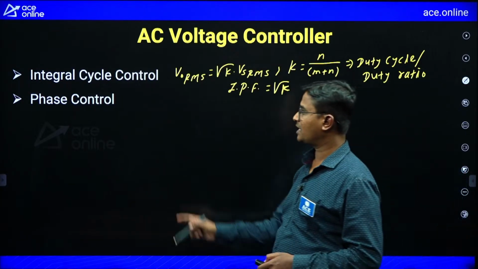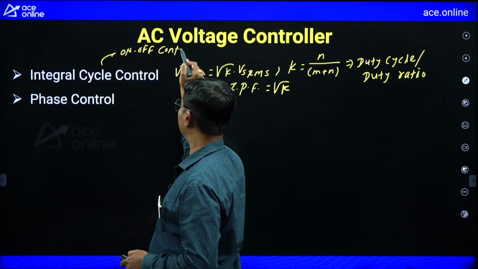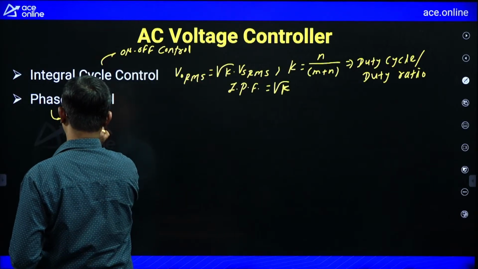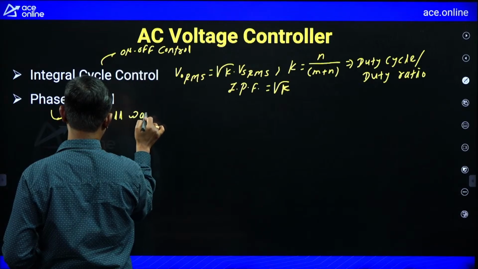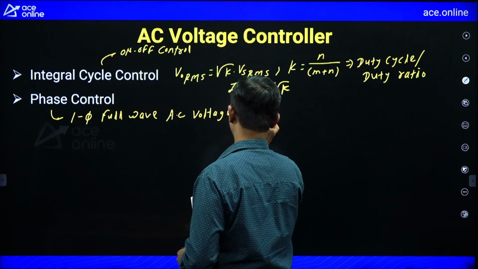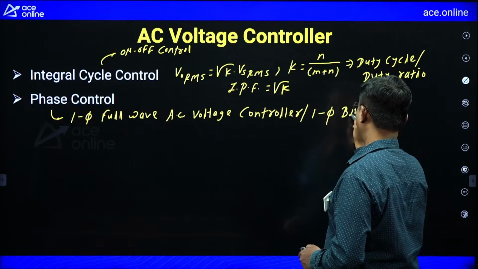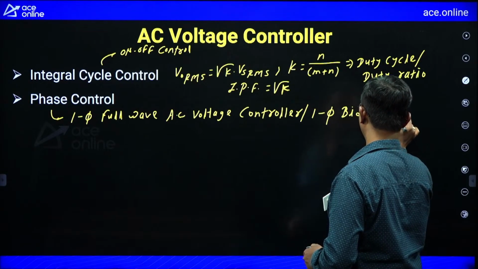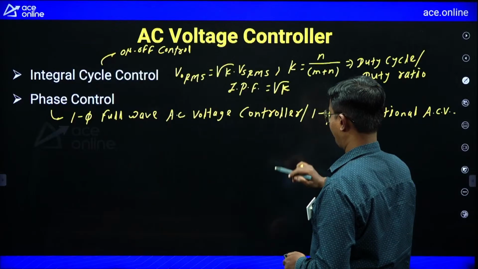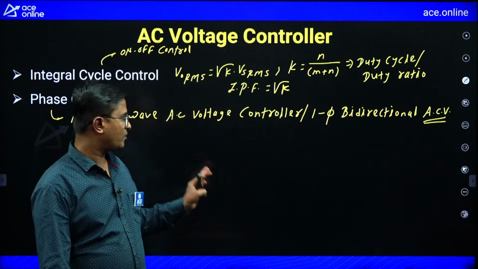So that is integral cycle control. The second one is phase control. Integral cycle control is also known as on-off control. In phase control, only the single phase full wave AC voltage controller, also known as the single phase bidirectional AC voltage controller, is important. Only this circuit is important.